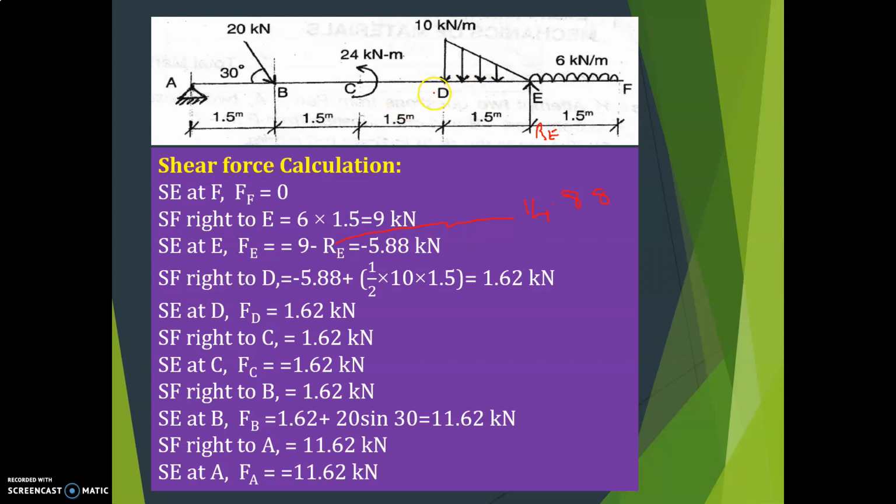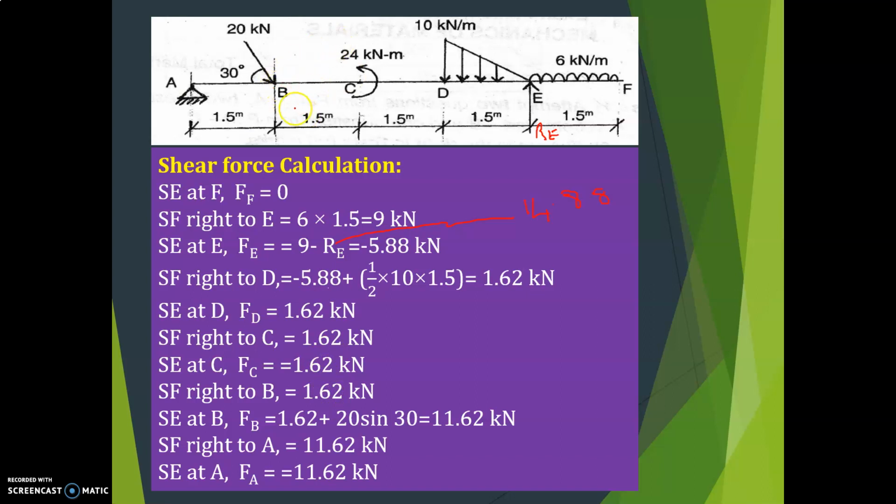Next, shear force just right of D, what is that? Minus 5.88 till here, minus 5.88 plus, right side downward, plus half into 10 into 1.5, okay? So you get 1.62, because this is intensity, you have to convert into load. So that is half the area of the triangle, so you get 1.62. Then at D, there is no loading here, so at ED also it remains the same, 1.62 only. Then right of C also there is no loading, this you cannot consider, this is a moment. So right of C also it is 1.62 only.